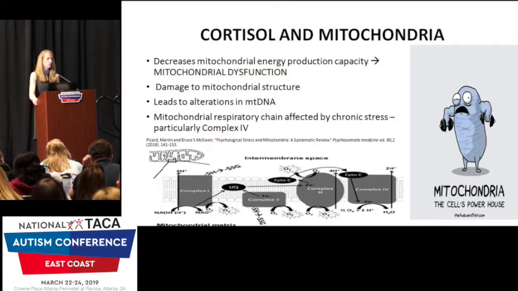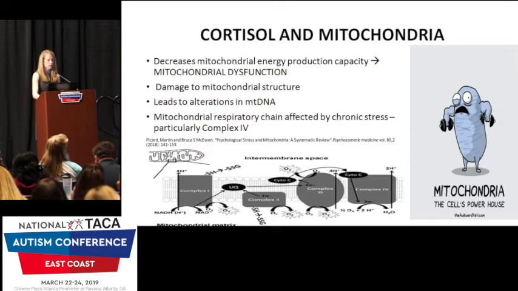And then the mitochondria. So we know the mitochondria are so important for our kids, that about 60% of our children on the spectrum have some form of mitochondrial dysfunction. So high levels of cortisol will decrease mitochondrial energy production. It will damage the structure of the mitochondria. It will alter the mitochondrial DNA, and also chronic stress will affect the respiratory chain pathway, particularly complex 4. So this is something that we do know that our children with ASD have an abnormal complex 4 to begin with, and then add on top of this cortisol dysregulation, it's going to just kind of make the mitochondrial dysfunction that much worse.